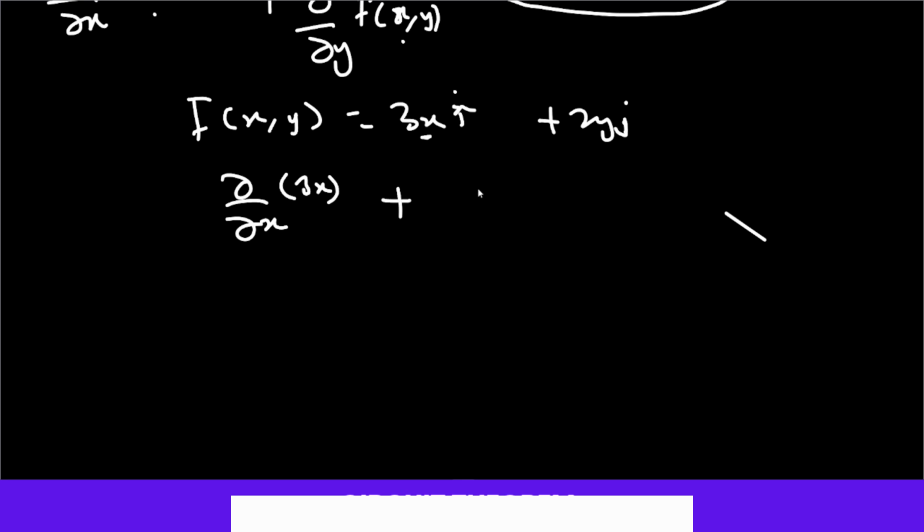Plus we take the partial on y in the j plane, of 2y. If we differentiate 3x, we get 3, plus differentiating 2y gives us a corresponding value of 2.